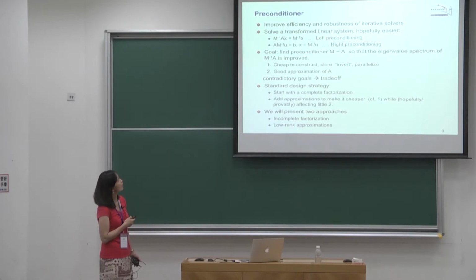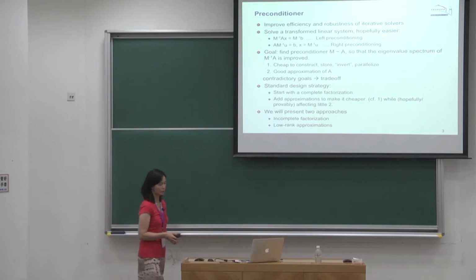But very often, these are contradictory to each other, and so you have to make a compromise, a trade-off. So in sparse computation, it's a lot of trade-offs of different criteria. The standard design strategy is we start with a complete factorization. For example, you start with SuperLU, and then you say, I drop some elements to make it an approximate factorization. So we add approximation to make it cheaper to achieve this goal, and hopefully not compromise too much on the quality of approximation. Then I'll present two very different approximation schemes.